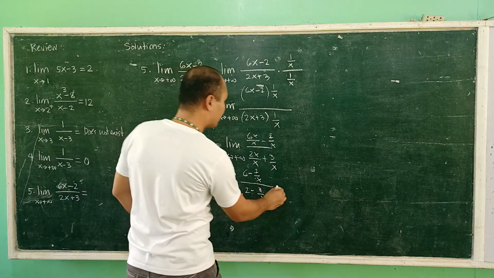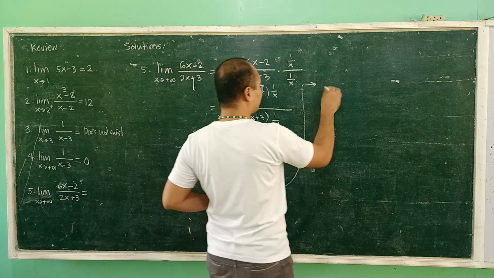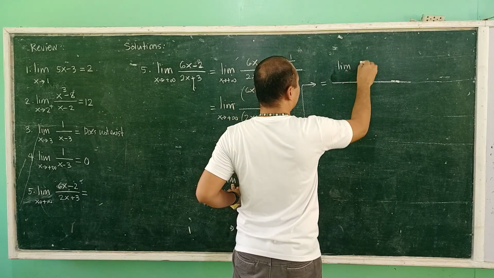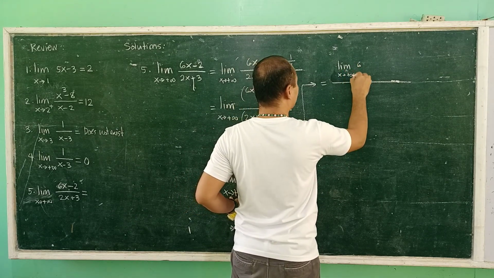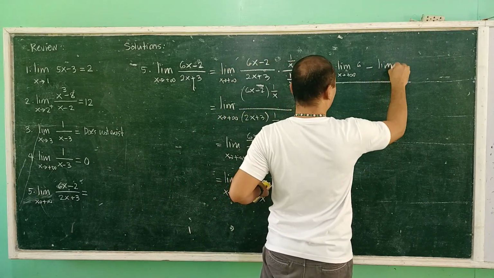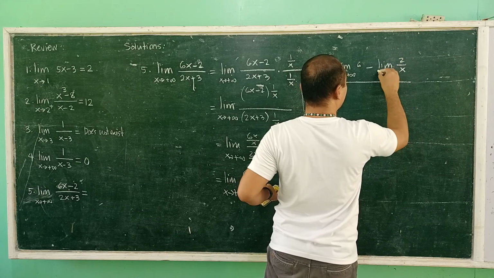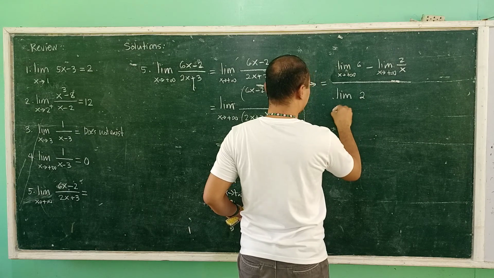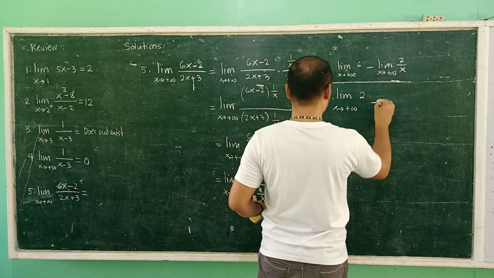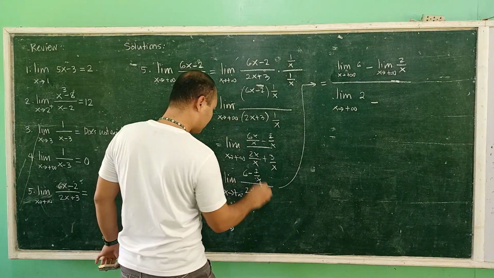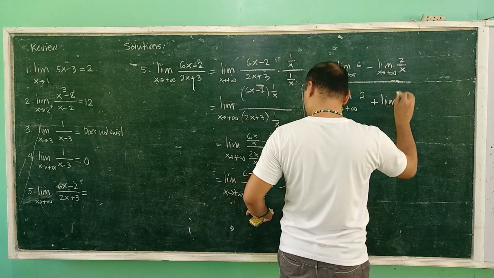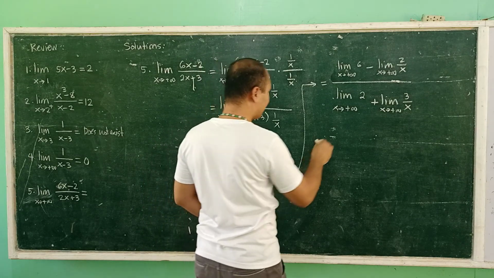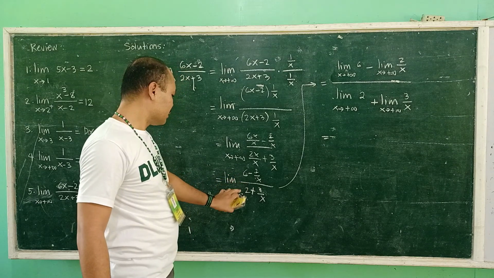Okay. Then let's write it here. I can distribute the limit. This is equal to the limit of 6 as x approaches positive infinity minus the limit of 2 over x as x approaches positive infinity, over the limit of 2 as x approaches positive infinity plus the limit of 3 over x as x approaches infinity. This is applying the limit laws on addition, subtraction, division.